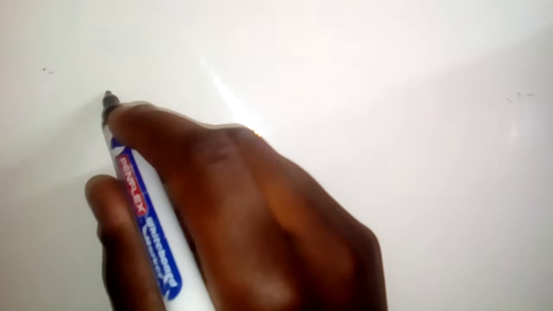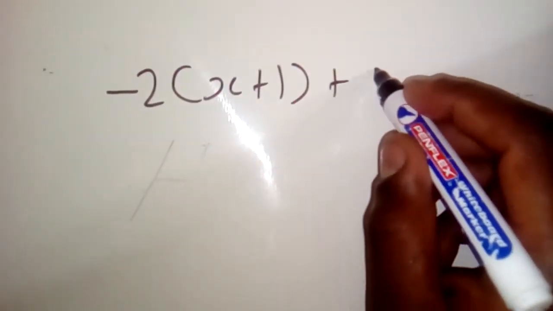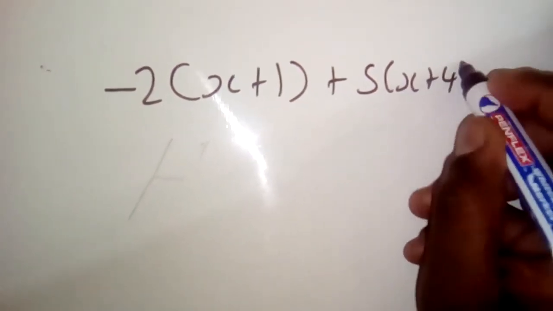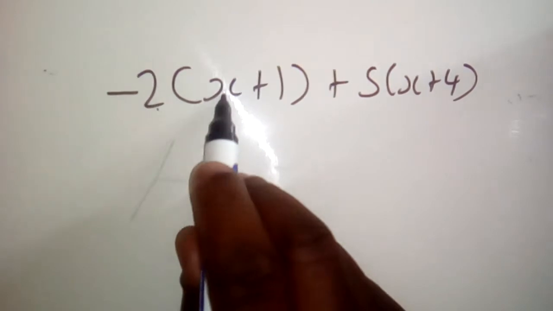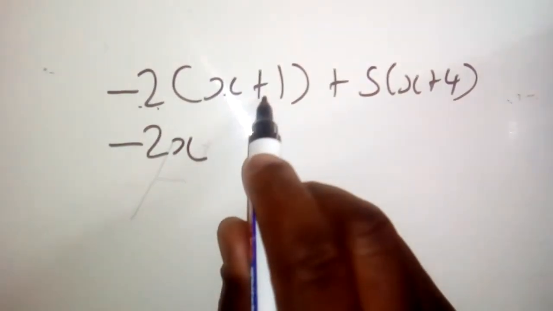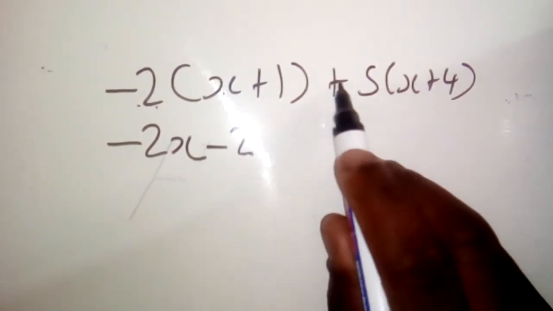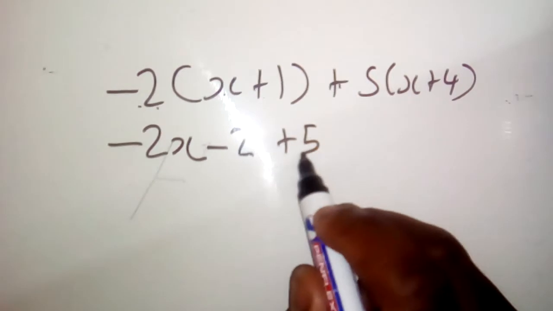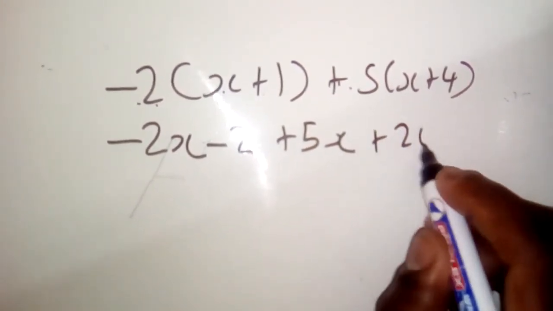Here is another one. Let's say we have 2 and we have, let's say we have this stuff. What we do here is we still do the same thing, right? Negative 2 times x is negative 2x. Negative 2 times positive 1 is negative 2. And then 5, right? Positive 5 times x is just positive 5x. And then positive 5 times positive 4 is positive 20.